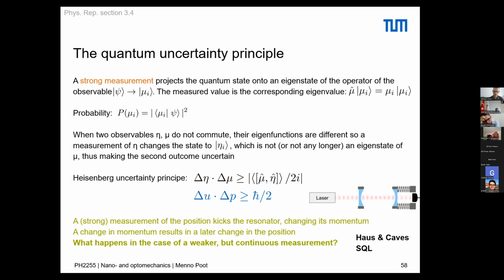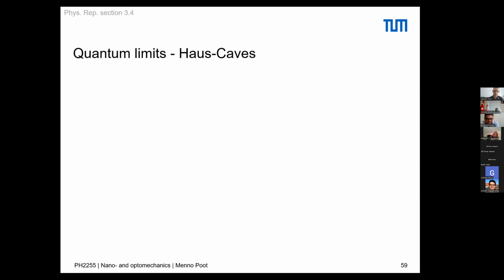And there are now two different approaches, the so-called Haus-Caves approach and that of the standard quantum limit. The first one that we're going to discuss now is the Haus-Caves derivation. In this case, we are going to assume a few things. They're going to be quite general. For example, we're going to assume that the information on the position of the mechanical resonator is carried by bosonic modes.